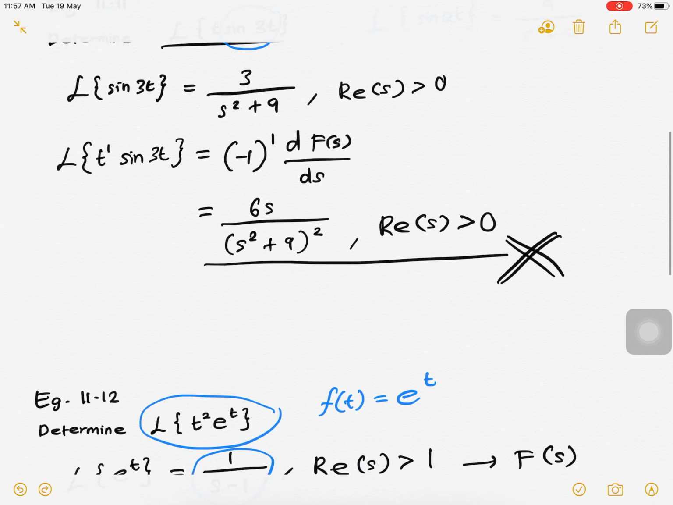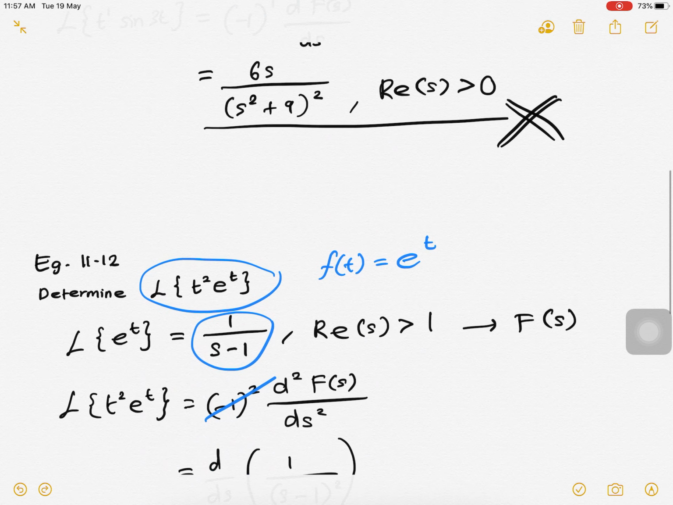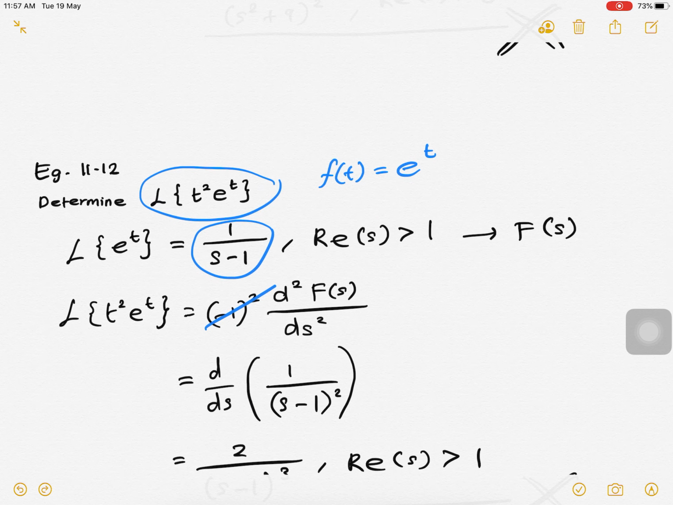Now we can try the next example, 11.12. Right now the function is e power of t, and we have a multiplication of t power of 2. First of all, we consider the function first, e power of t, and we know that the formula is this one, and the condition, the abscissa of convergence, is 1.